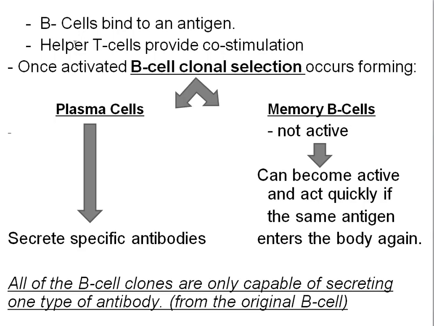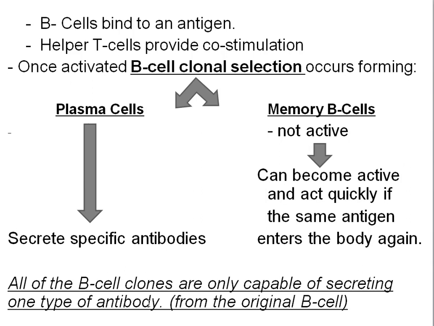So when our B cells bind to an antigen, our helper T cells have provided the co-stimulation with their cytokines and their interleukin-2 that we need. Once activated, our B cell clonal selection will either turn into plasma cells, which are the effector cells here, or our memory B cells, which are like everything else memory. It's not active but can become active if we need it to. It's going to remember. Our plasma cells then start secreting specific antibodies.